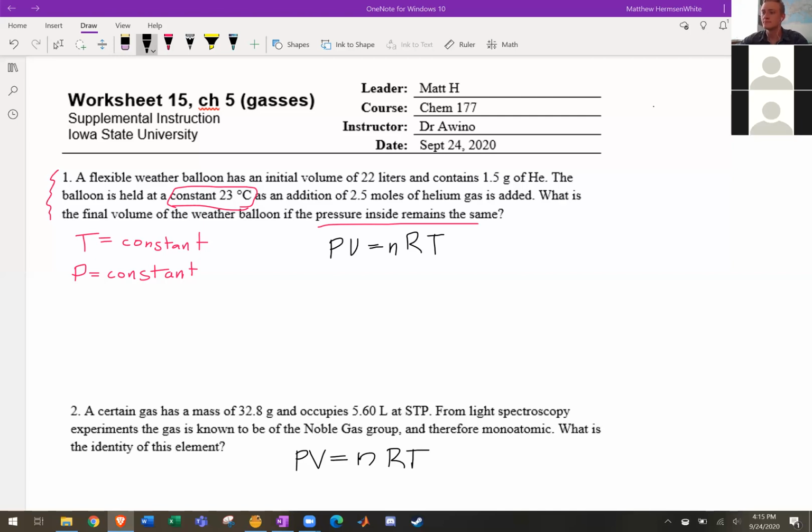So when it says 1.5 grams of helium, I know we have to convert that into moles. Do I use 2 times the atomic mass to get the molar mass? Good question, Kristen. Helium is not one of the diatomic molecules, so we're just going to use the regular molar mass from the periodic table. Okay, thank you. Good question.